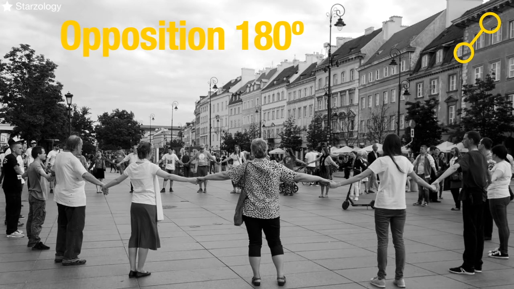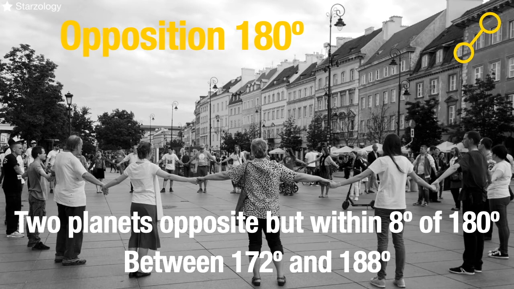The opposition is an angle of 180 degrees. So here you want 2 planets opposite each other, but within 8 degrees of 180 degrees, which is the opposition. So we're looking for 2 planets that are between 172 degrees and 188 degrees apart.